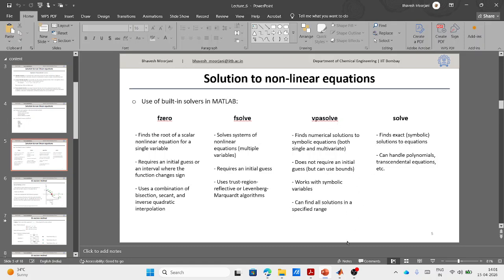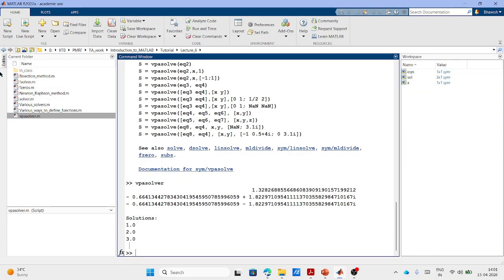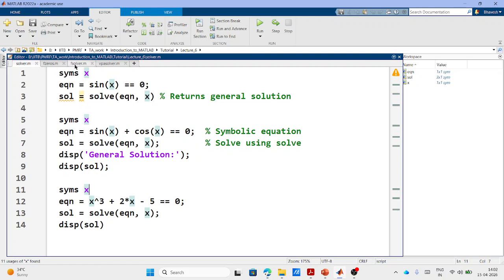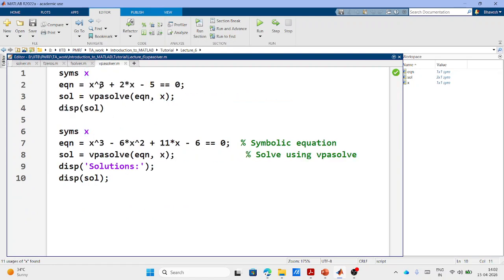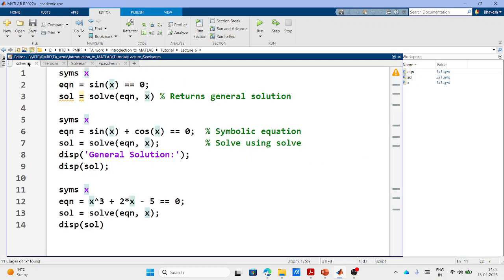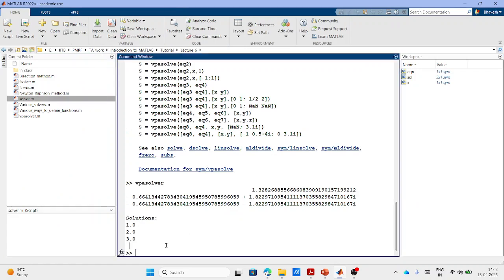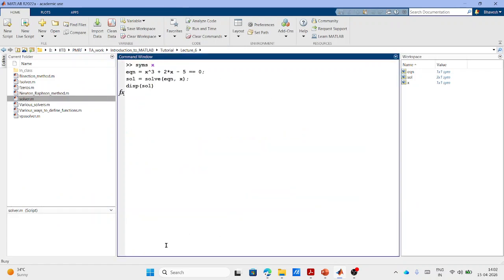It is similar to vpasolve, but rather than getting the solution in the form of numerical values, you will get it in the form of expressions. I have the same sort of equation here. If you have x cubed plus 2x minus 5 is equal to 0, focus on this part: I have defined the same equation and I am using the solver. See, it's providing me the solution, but in the form of symbols.